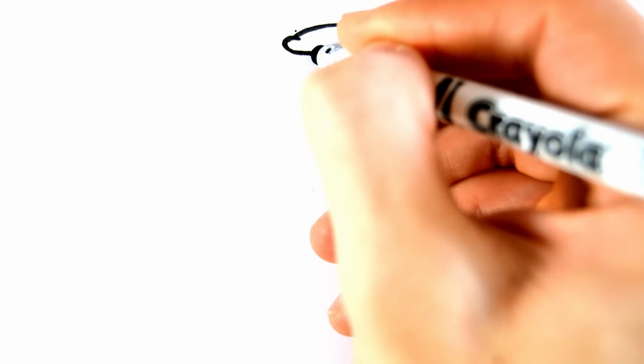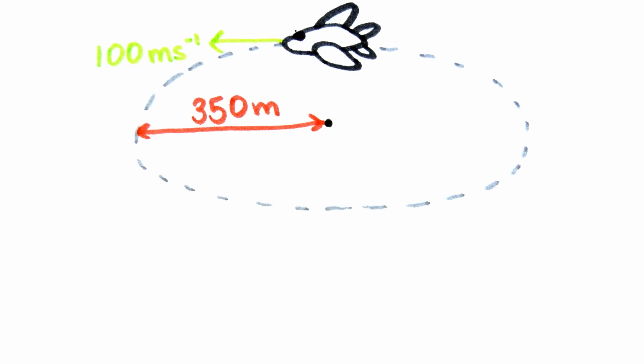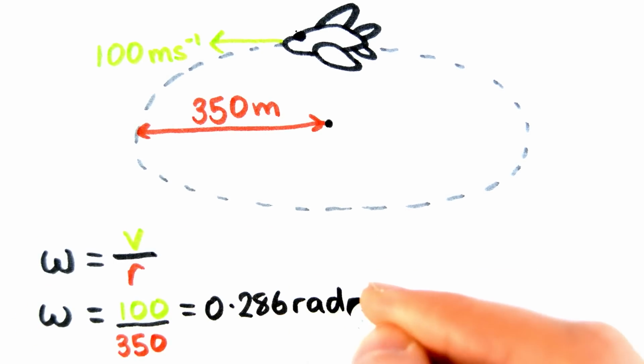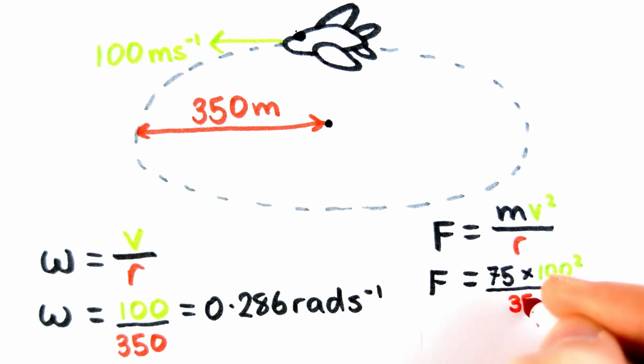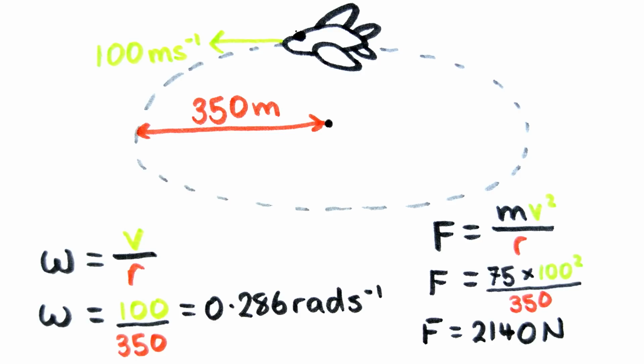For example, another aircraft display team perform a horizontal circle of radius 350 meters travelling at 100 meters per second. From this we can work out the angular speed as being 0.286 radians per second. If the mass of the pilot was 75 kilograms, then we could work out the centripetal force acting on the pilot as being 2,140 newtons.